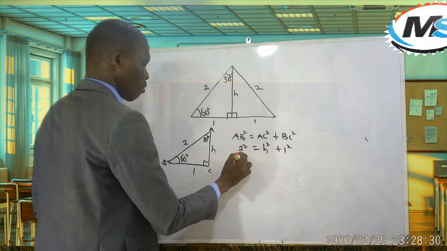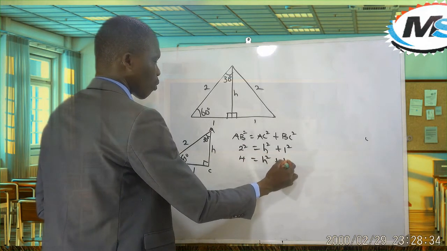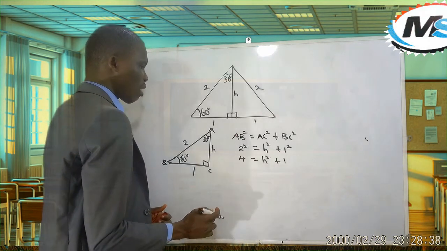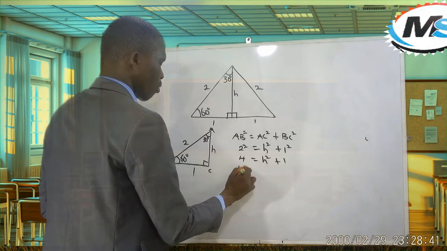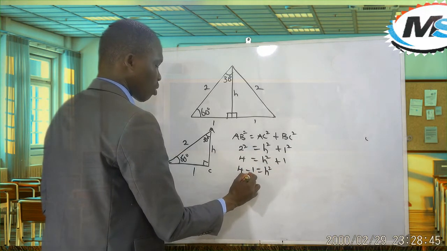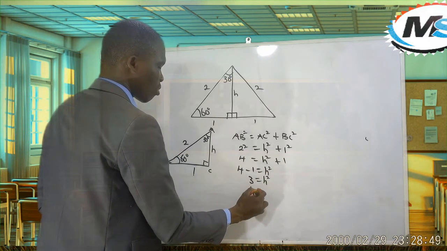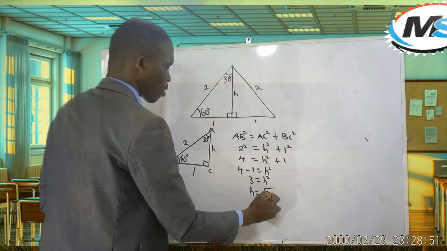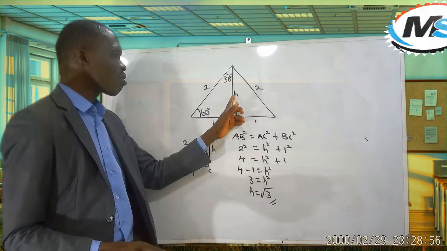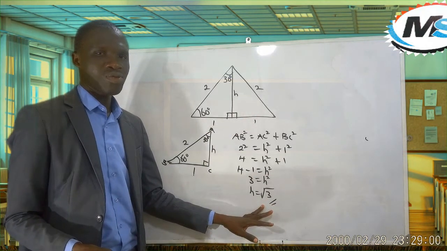So this will give us 4 equals H square plus 1. If you bring it to this side, you are going to have 4 minus 1 equals H square. 4 minus 1 will give us 3, and H will give us square root of 3. So that is telling you that here we are going to have square root of 3. I believe you understand that, right?